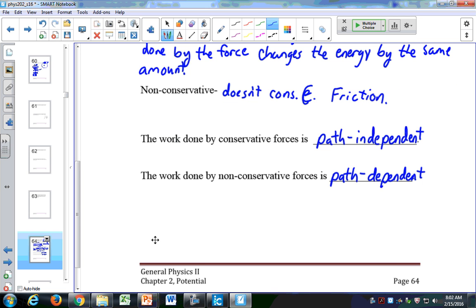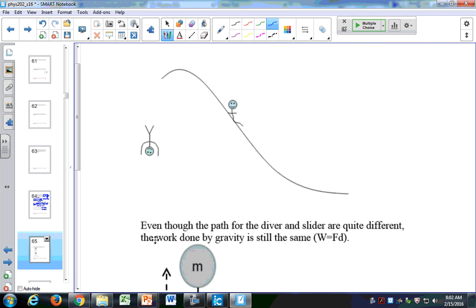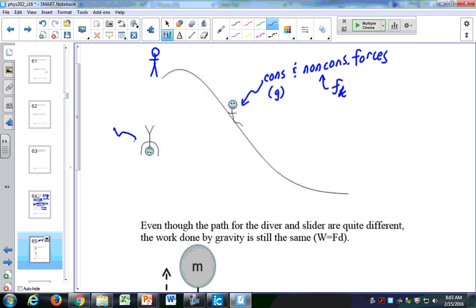A good example of this is if you go down a slide or if you jump off. So say both of these guys start right here. One guy has conservative and non-conservative forces acting on him. Right, the conservative forces are the gravitational forces. The non-conservative forces are the frictional forces, or that would be the kinetic frictional forces. And the other guy only has a conservative force acting on him.